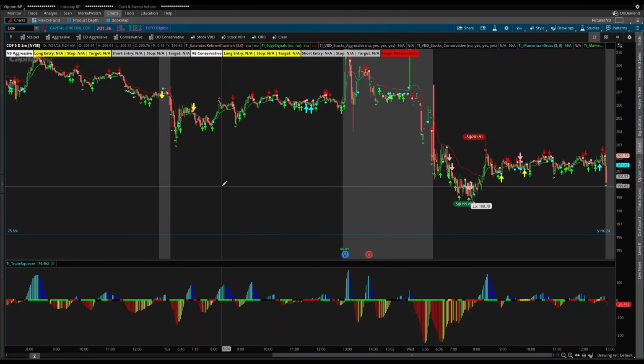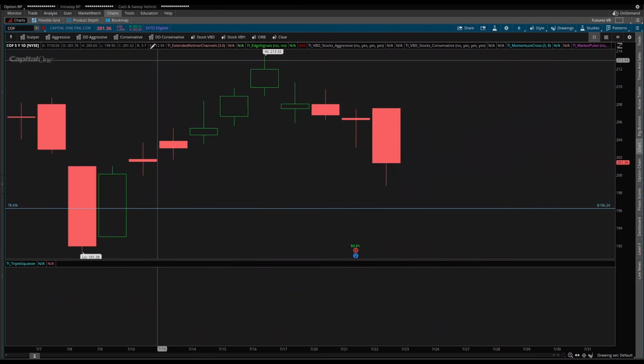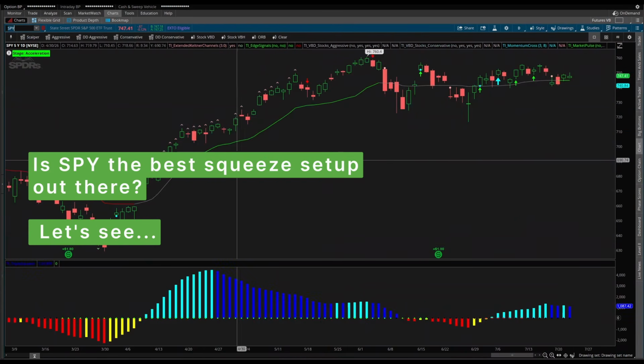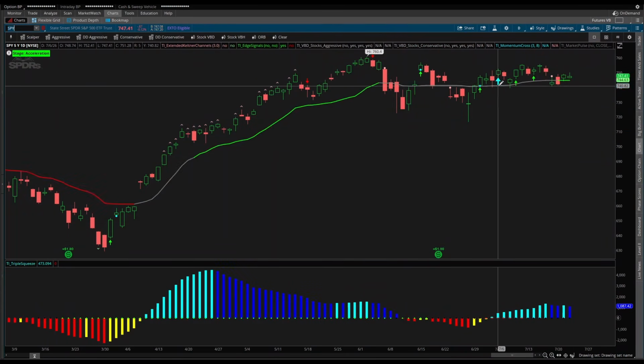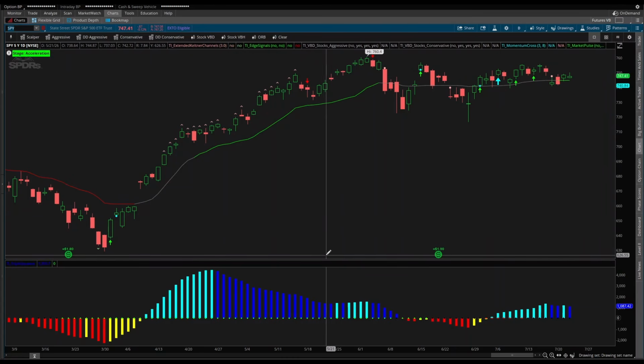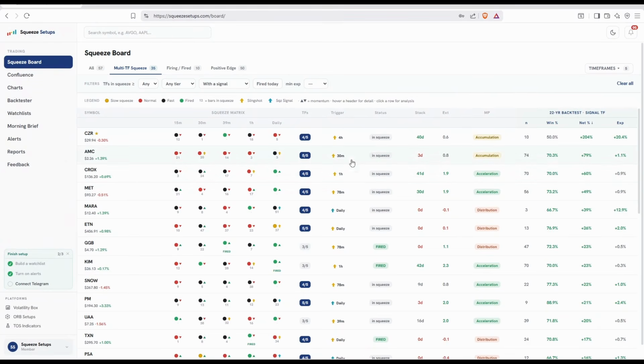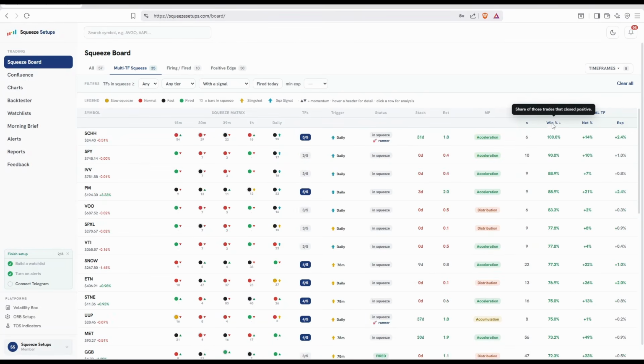Now say you're a squeeze trader, so we come back to something like SPY. Inside of SPY, the reason SPY hit our board was because of the actual squeeze setup. So let me pull up all of the squeezes we currently have. Here's our squeeze board. If I start by first sorting based off of our win percentage, so where do we win the most based off of our current squeezes, you'll see SPY is number 2 on the list.